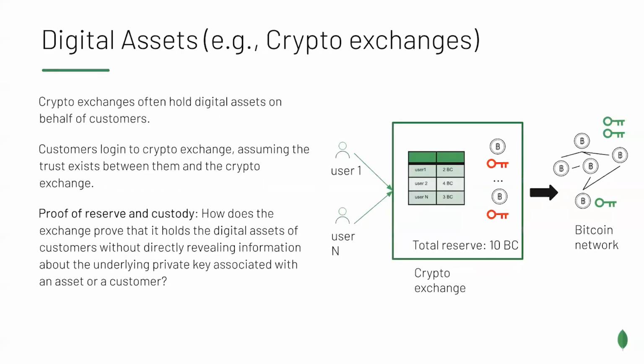Thus, non-tech-savvy users delegate the management of keys to a third party. Often that third party is the crypto exchange. The crypto exchanges hold these private keys or digital assets on behalf of the customer without sharing the private key with the customer. Customers log in to the crypto exchange as they trust it. Thus, an interesting problem arises. How does the crypto exchange prove to a customer, or potentially to an auditor, that it holds digital assets or private keys, so-called proof of reserve, without revealing those private keys to the customer or the auditor?